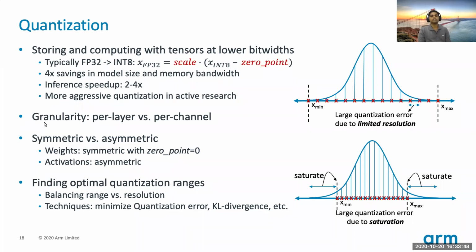The act of quantization involves finding the optimal quantization ranges. What I mean by that is, as shown in the top right figure, if we use very large quantization ranges, you get limited resolution, and because of that you'll have large quantization error. Whereas in the bottom figure, you can see that if we use very narrow quantization ranges, anything outside the range will be saturated to the boundaries. In that case, you would still have large quantization error, but due to saturation error. So the act of quantization involves balancing the quantization range and the resolution. The typical techniques used here are minimizing quantization error or KL divergence.